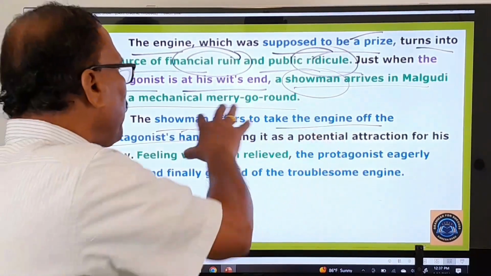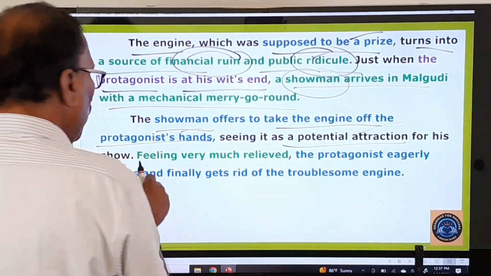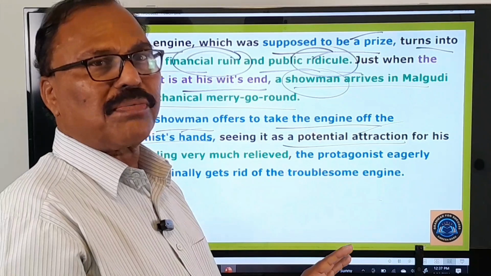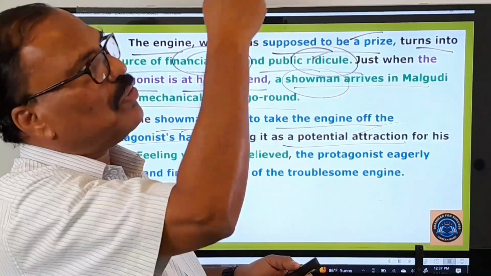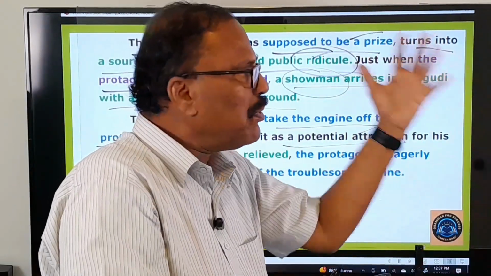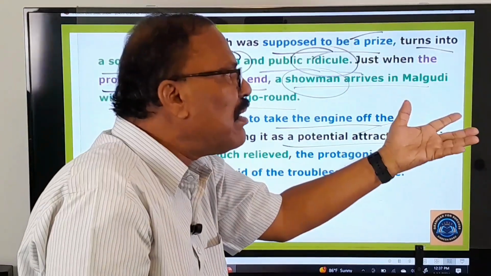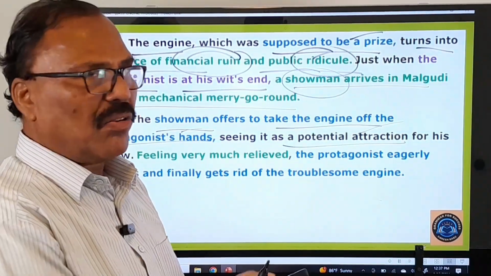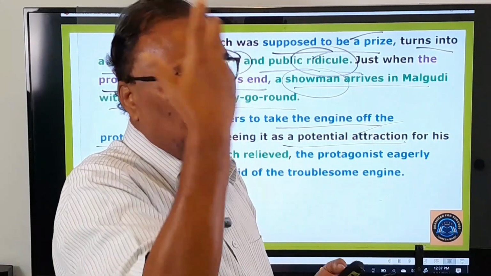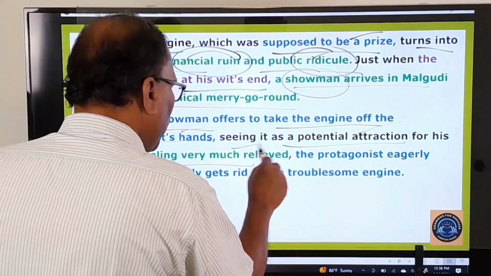That means the showman becomes ready to buy that road roller from this protagonist, seeing it as a potential attraction for his show. The showman has thought it will be an added attraction, because the children will be coming there to enjoy the merry-go-round. At the same time, if this road roller is put in that show, the children will also enjoy themselves a lot, getting over the road roller and all that. The showman thought it would definitely bring added attraction to his show, and therefore he decided to buy this road roller from this protagonist, who feels very much relieved.